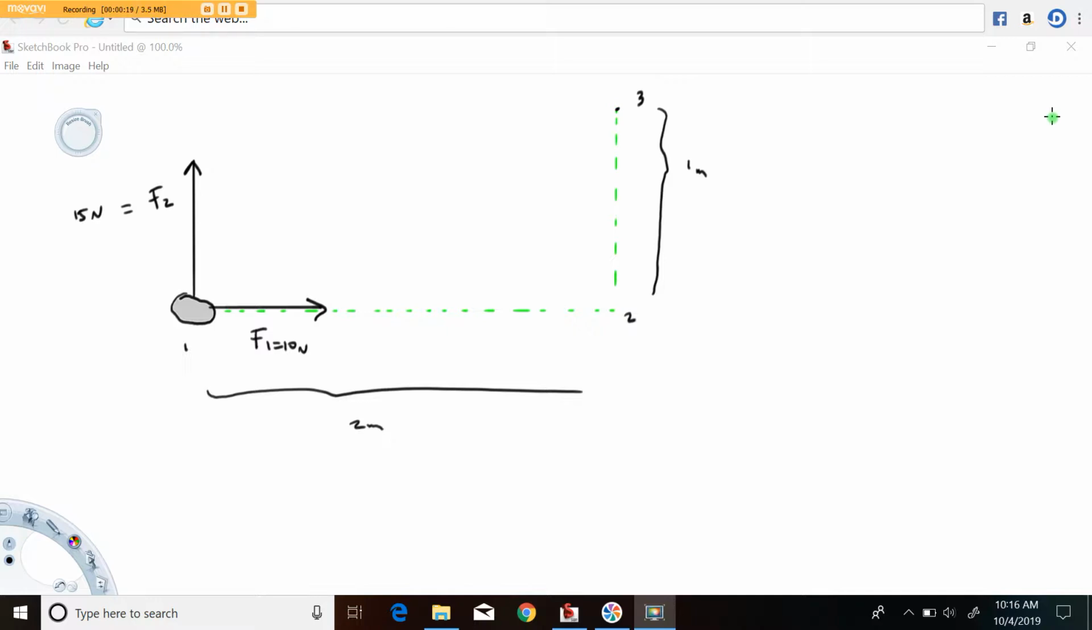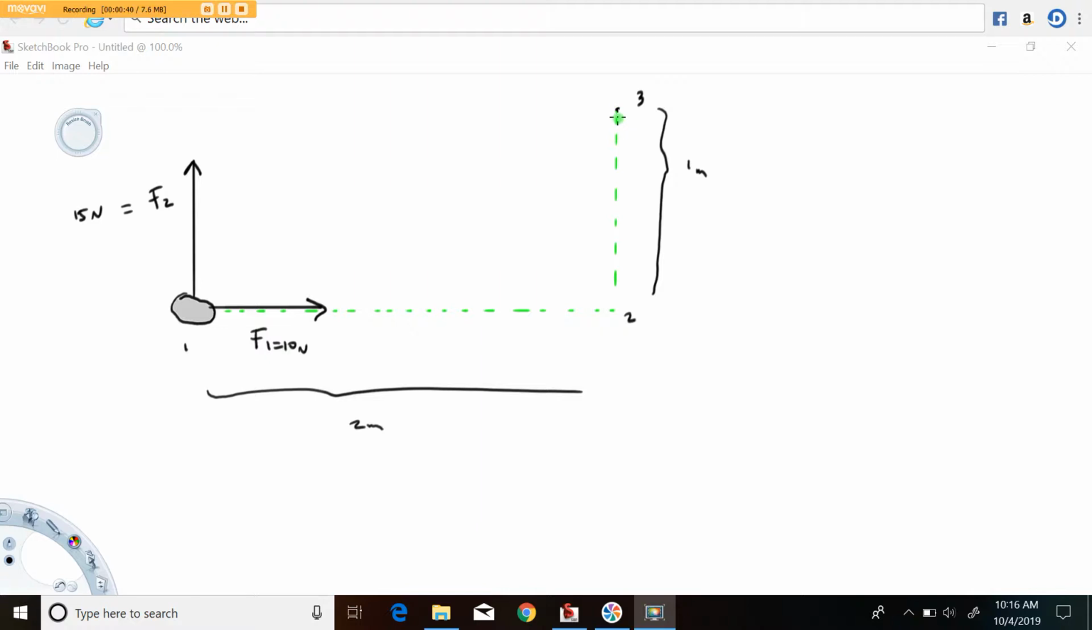What we're going to do is imagine we've got this object here, and it's acted on by these two forces. F1, 10 newtons to the right, F2, 15 newtons up. And we're going to imagine that this object moves along this path from 1 to 2 and then from 2 to 3. And we're going to calculate the net work done on the object by these two forces.